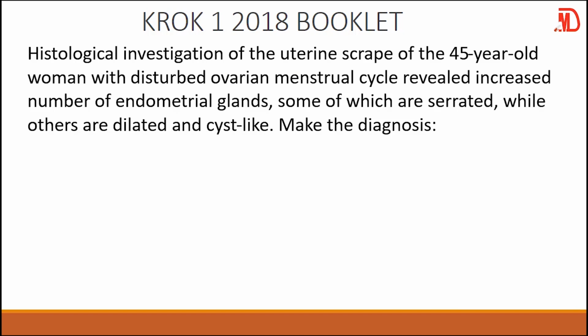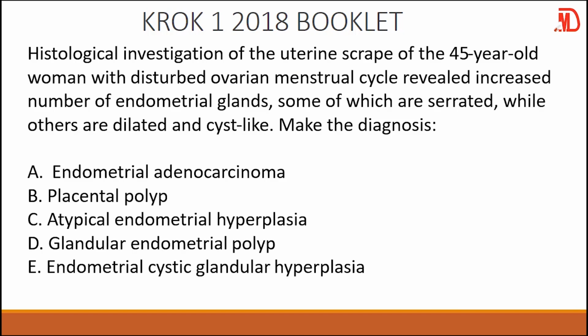Alright. Histological investigation of the uterine scrape of a 45-year-old woman with disturbed ovarian menstrual cycle revealed increased number of endometrial glands, some of which are serrated while others are dilated and cyst-like.